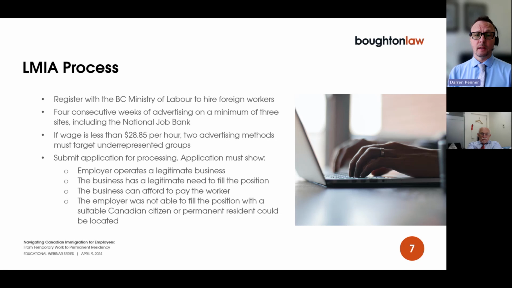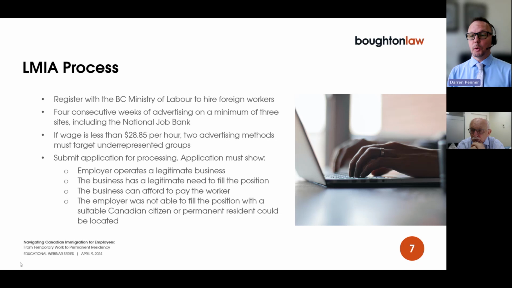We have to show that the business has a legitimate need to fill the position. We have to show that the business can afford to pay the worker. And we have to show that the employer was not able to fill the position with a suitable Canadian citizen or permanent resident. And that's through the advertising.